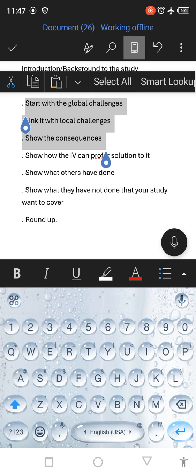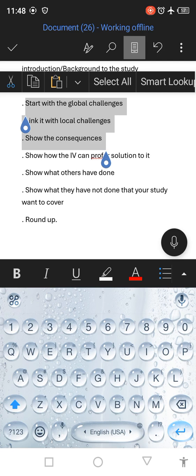So while trying to do this, it might cut across like the next 4 paragraphs. What I mean by the next 4 paragraphs is that starting with the global challenges might take the first 2 paragraphs, and showing the consequences and linking to the local challenges might take the next 2 paragraphs, making 4 paragraphs. It depends on whatever you want to write. Okay? And your global challenges might just take a paragraph or probably part of the second paragraph, while the consequences and linking to local challenges might just take the next 2 paragraphs.